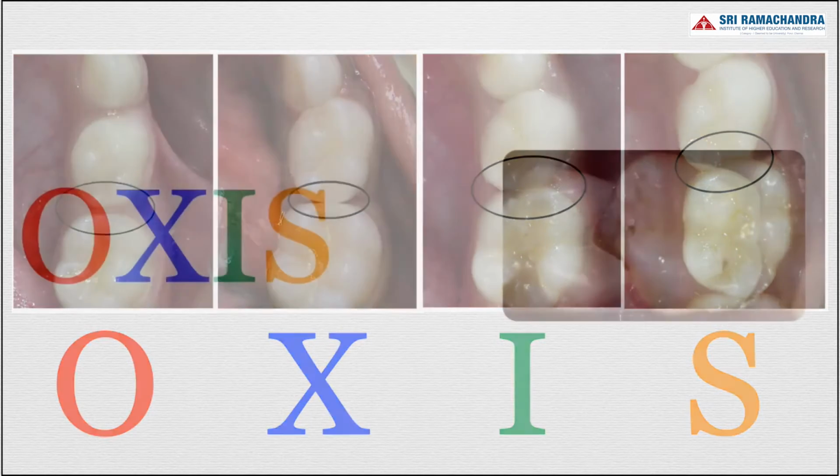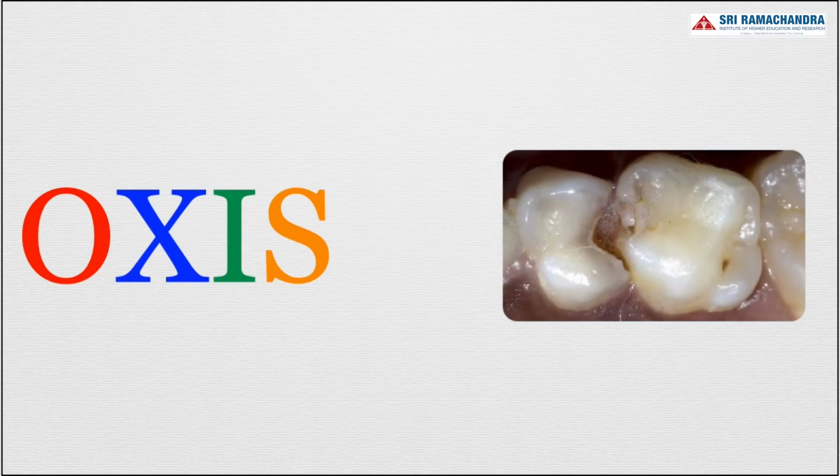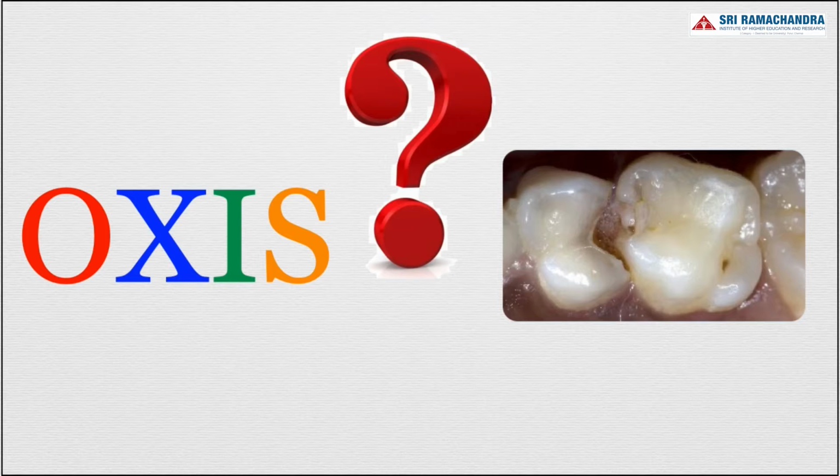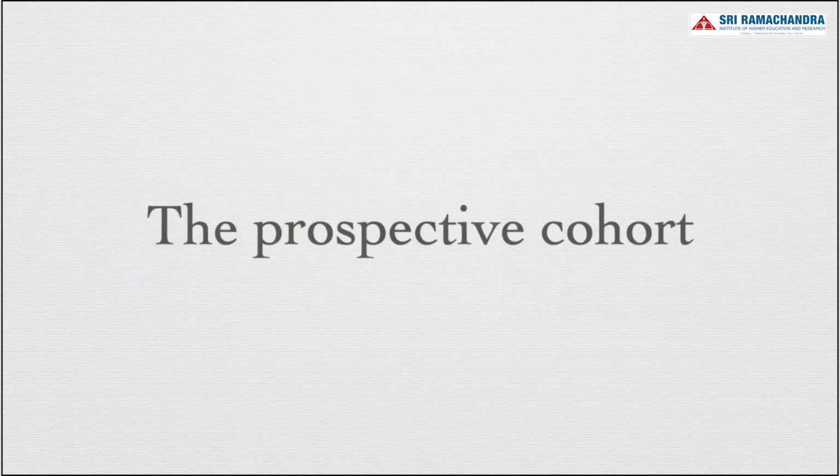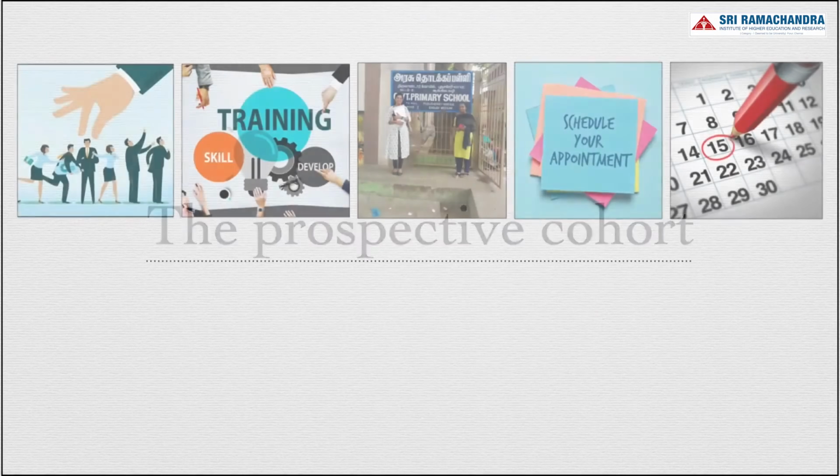Although we have evidence with OXIS contacts, the prevalence in different populations, we did not know the application of it, that is, is it a risk factor for proximal caries development? So our research question was, are the broad contacts, that is I and S, more susceptible to proximal caries when compared to the open and the narrow contact, which is X? Hence, we designed a prospective cohort study because we wanted causal effect. And this prospective cohort went on for 3 years.